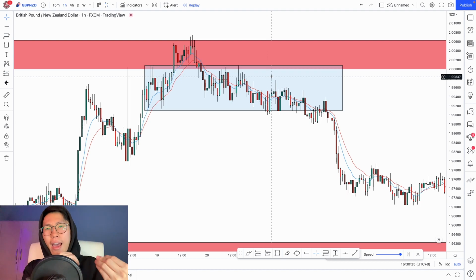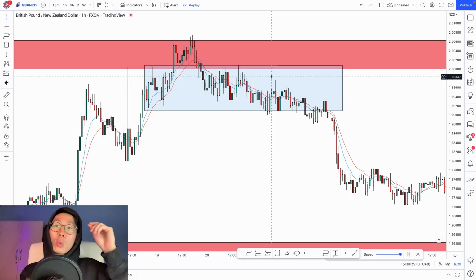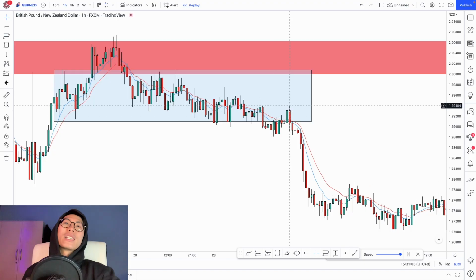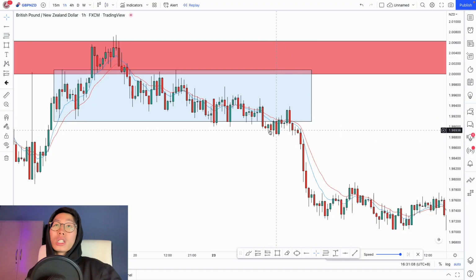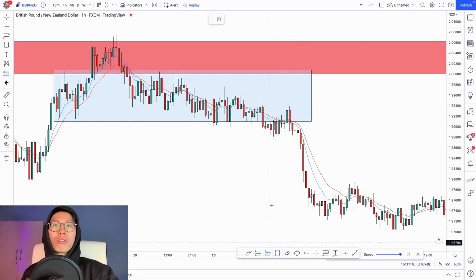Since we kind of know that price is not going to break past this resistance area, that means we should be looking to sell, right? So we should be looking to sell. At this point, price has finally broken out of the box. So you could have entered right here for a sell position when price broke out of the box.